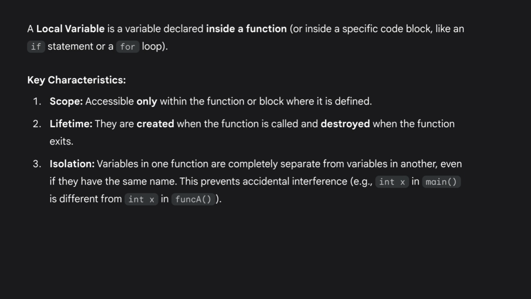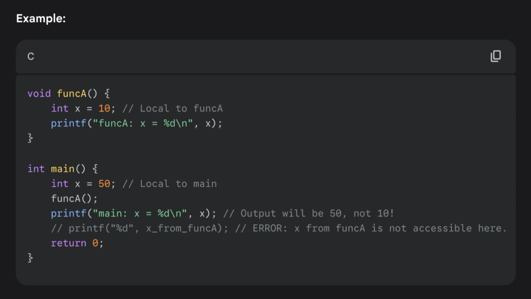Isolation. Variables in one function are completely separate from variables in another, even if they have the same name. This prevents accidental interference, e.g., integer x in main is different from integer x in func A. Example.